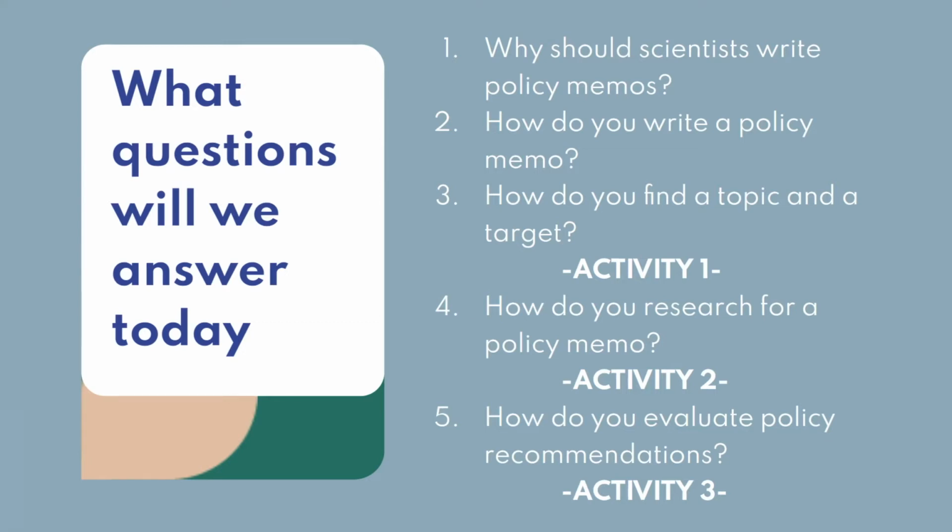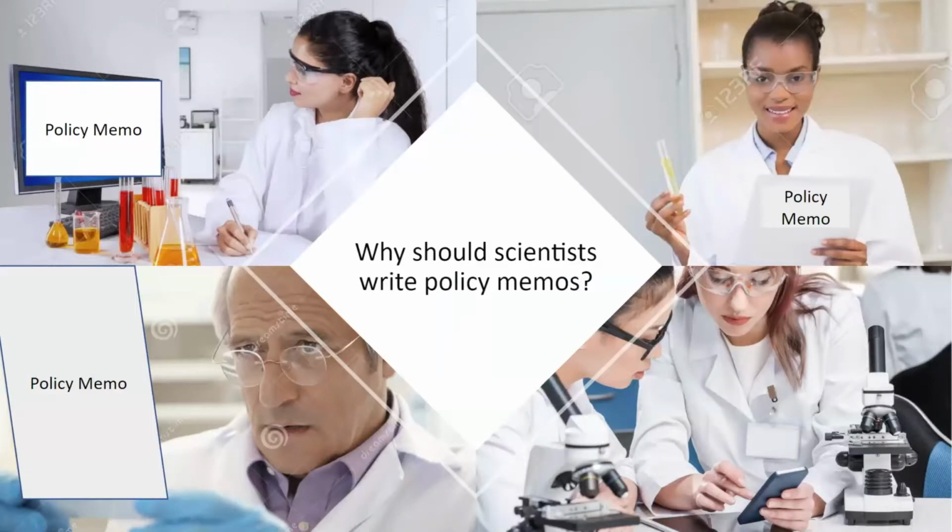Then we'll go into a breakout room and do an activity. And then we'll have a fourth section about how you do research for a policy memo and how you do that in a group of multiple people. We'll do another breakout after that one. And then lastly, we'll go into how to actually evaluate policy recommendations and figure out what recommendations you want to make. And we'll do a third activity after that one. So with all that, we'll start with the first section, which is why should scientists actually write policy memos?